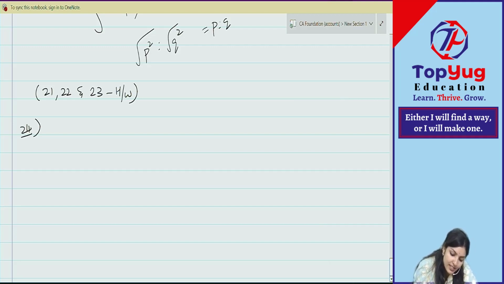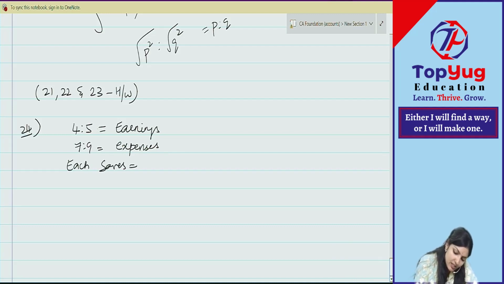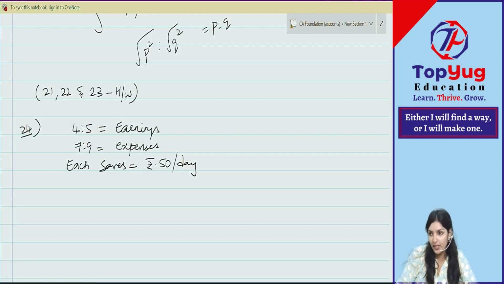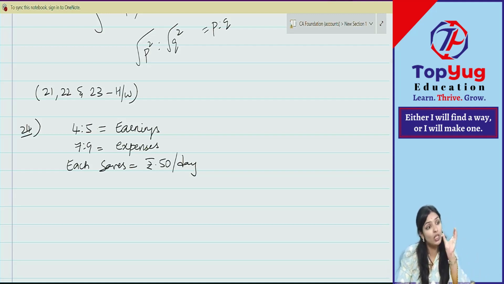Daily earnings of two persons are in the ratio of 4:5. They are the earnings. Daily expenses are in the ratio of, so they are the expenses. How much are they saving? Each saves rupees 50 per day. Okay, so their daily earnings are what they are asking. Option A में it cannot be 40 comma 50. Why? They are saving only 50 na. So 40, 50 में there would be no saving. Earnings is asked. Earnings means the total amount.